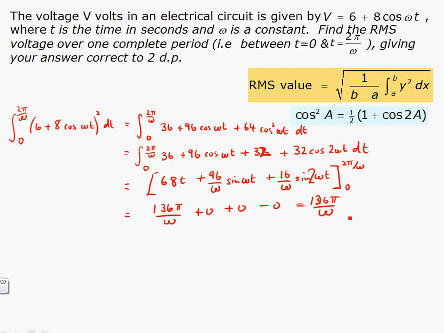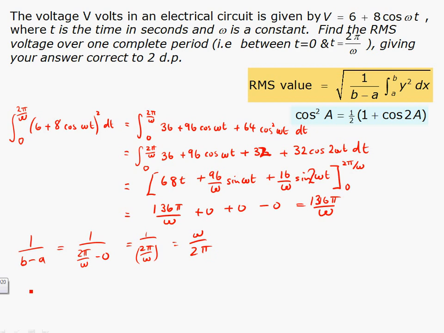So it ends up quite neat because of the sines. Next thing to do is 1 over b minus a. What's that going to be? That's going to be 1 over 2 pi over omega minus 0, which is 1 over 2 pi over omega, which is omega over 2 pi.